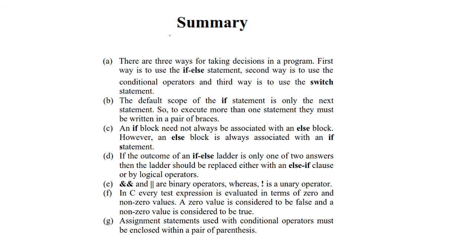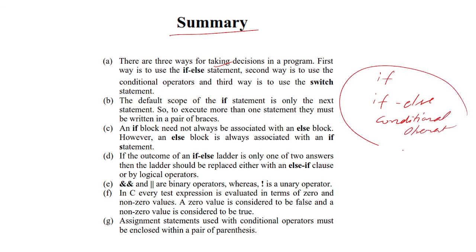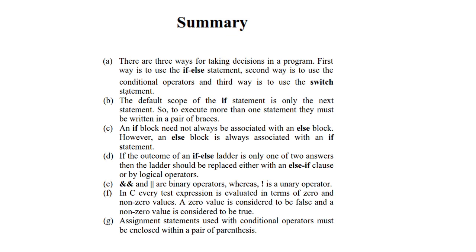Next is the summary: what we learned from today's video. There are 3 ways of taking a decision. First is the if, second is the if else, and third is the conditional operators. These are the 3 ways to take the decision. Second, the default scope of the if statement is only the next statement.